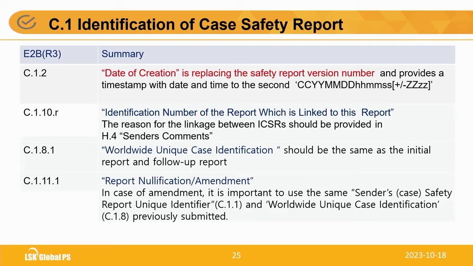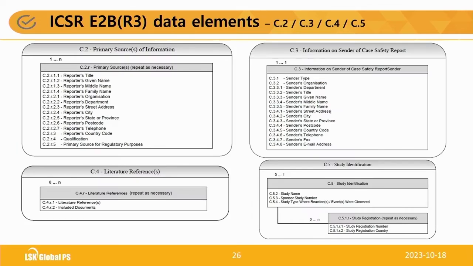And C.1.10.R, we see the identification number of the report, which is linked to this report. So if there is a report made on the same patient, then there would be a link between those two. C.1.8.1, the worldwide unique case identification, should be the same for the initial report and the follow-up report. And C.1.11.1 is report nullification or amendment. In an amendment or nullification, it is important to use the same sender's safety report unique identifier and worldwide unique case identification as the one that was previously submitted.